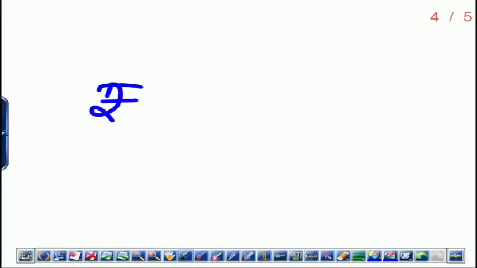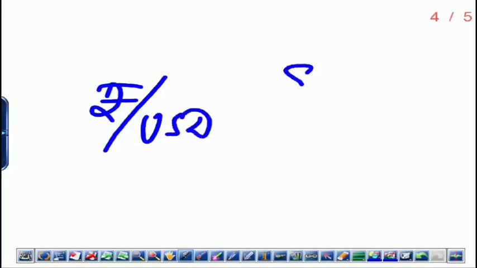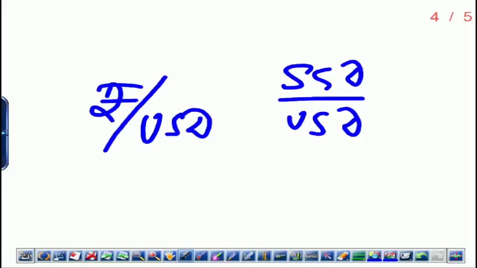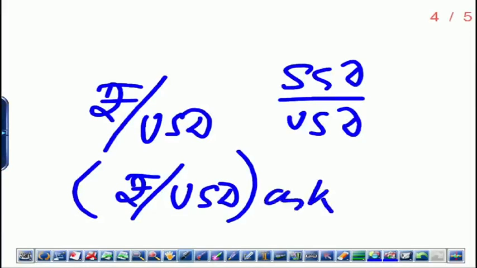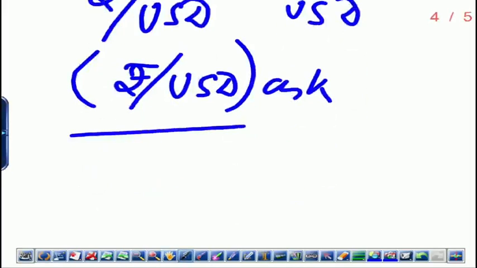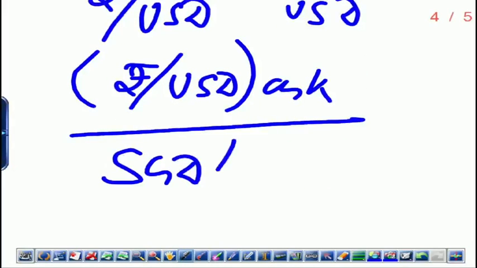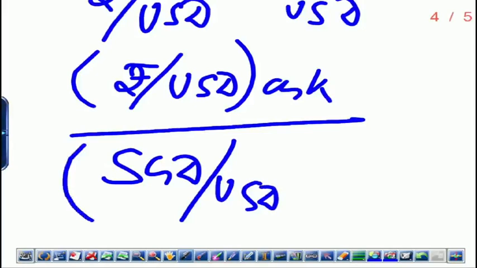We have rupee per USD, I'm writing it this way, and we have SGD per USD. We want to get the rupee per SGD ask rate. So rupee per USD ask divided by SGD per USD bid. This is what we have to do. Correct? There's a googly in the sum. We are dividing to get the cross rate. We need the rate for October. Remember October.